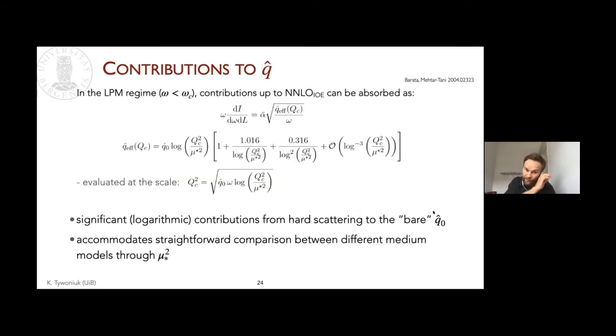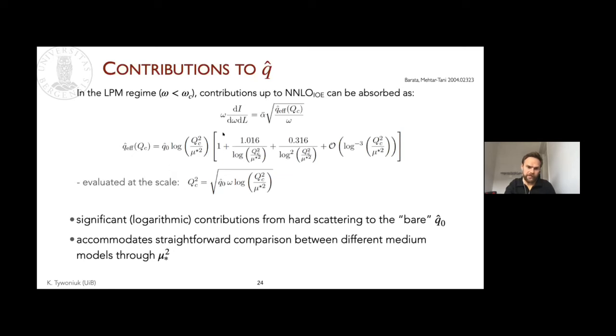The most important thing is that in the soft limit, when you have soft emissions, omega smaller than omega_c, you can show, as was shown by Joao and Yassine in this paper, that you basically get an effective q hat. The most important thing about the effective q hat, this is the famous BDMPS formula, square root of q hat over omega, is the rate. This effective q hat explicitly has a bare q hat, q hat at zero, times the log. So the log here is extremely important. And higher order corrections to this log go like powers of one over log.